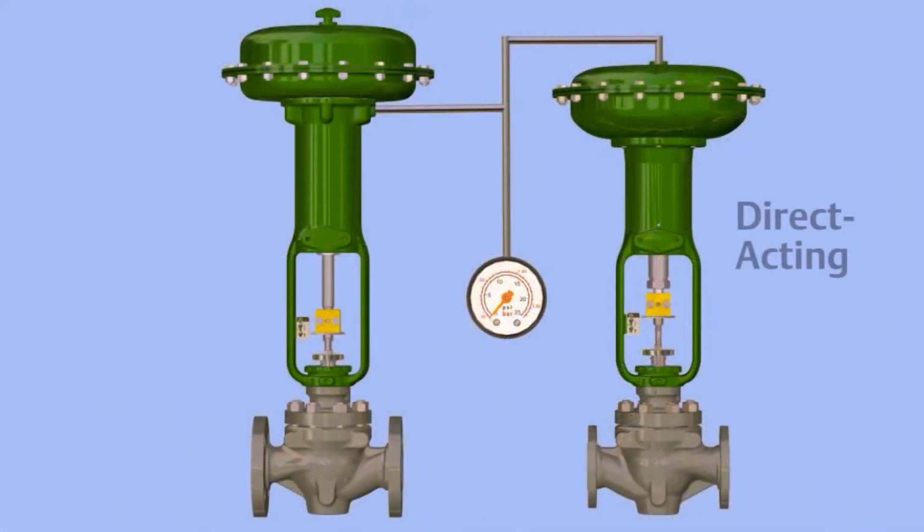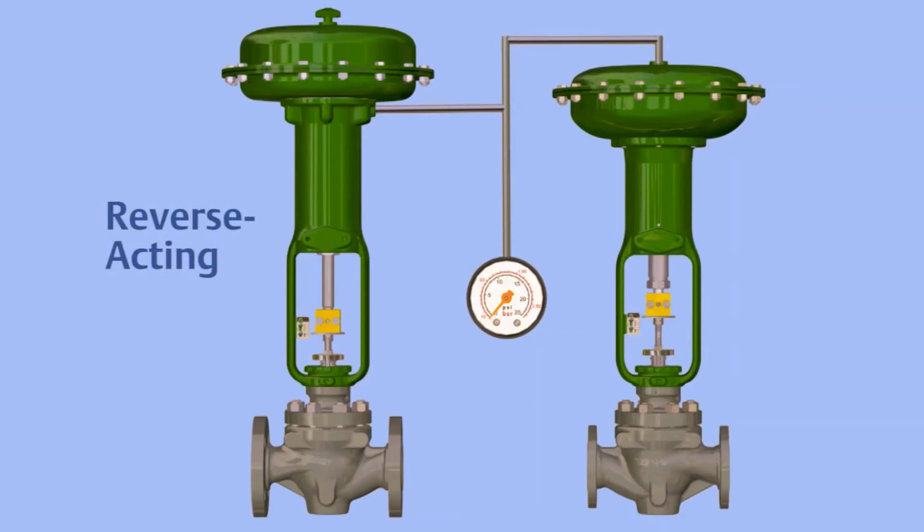The actuator here on the right is a direct acting actuator, which has the loading connection on the top of the diaphragm casing. The actuator on the left is reverse acting, which has the loading connection below the diaphragm casing.